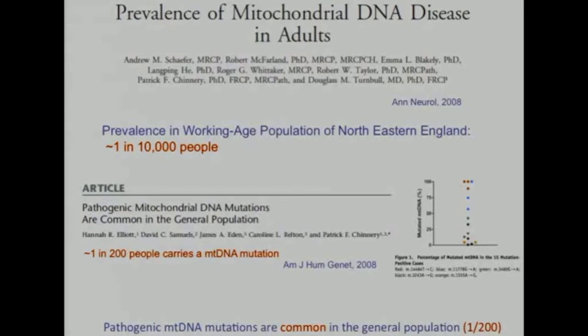And if you look for the presence of these common mitochondrial DNA mutations in the population, in this case they looked at umbilical cord blood of healthy individuals, and they found that 1 in 200 people carries a known pathogenic mitochondrial DNA mutation. So there are a lot of carriers out there, but obviously not all of them are affected, and it's because their level of heteroplasmy is below the 70% critical threshold for developing disease.